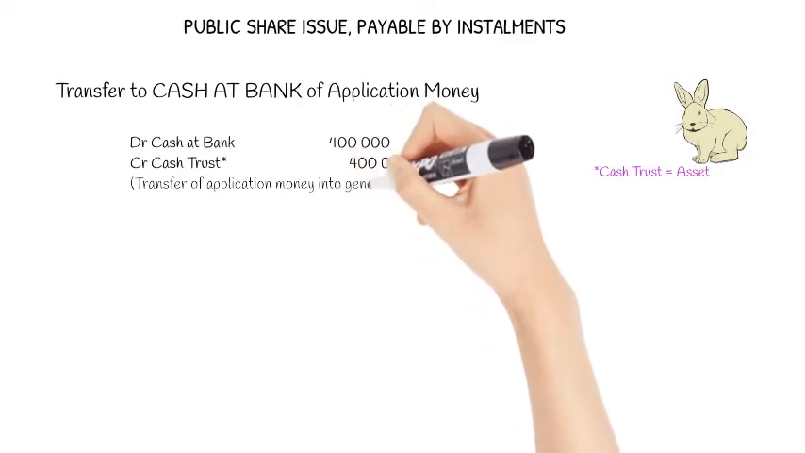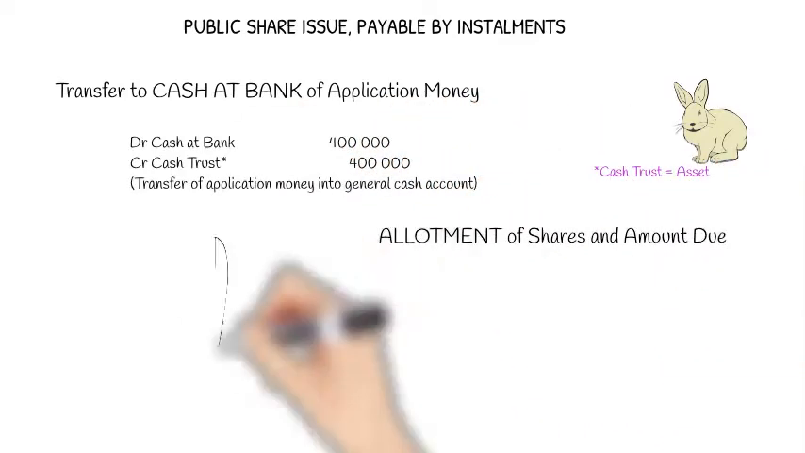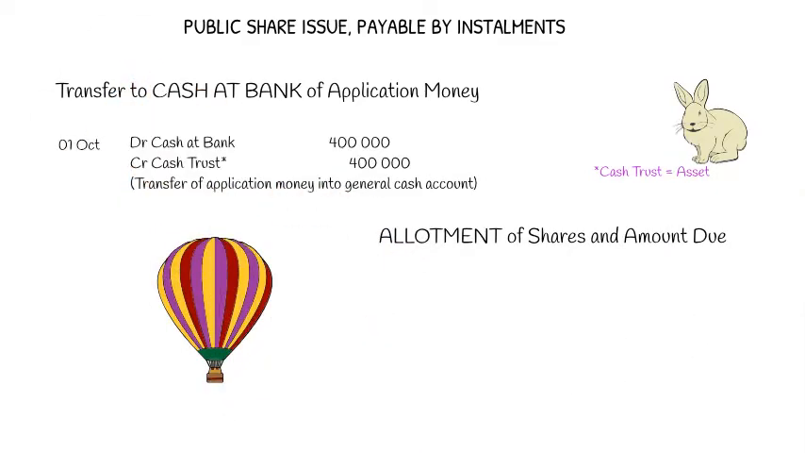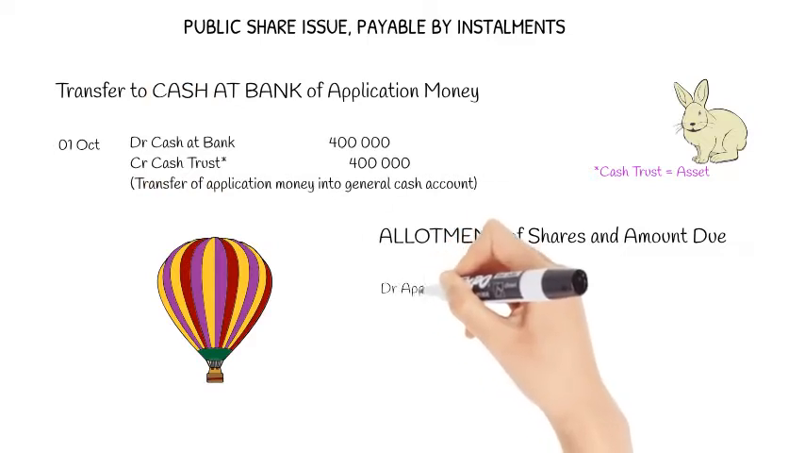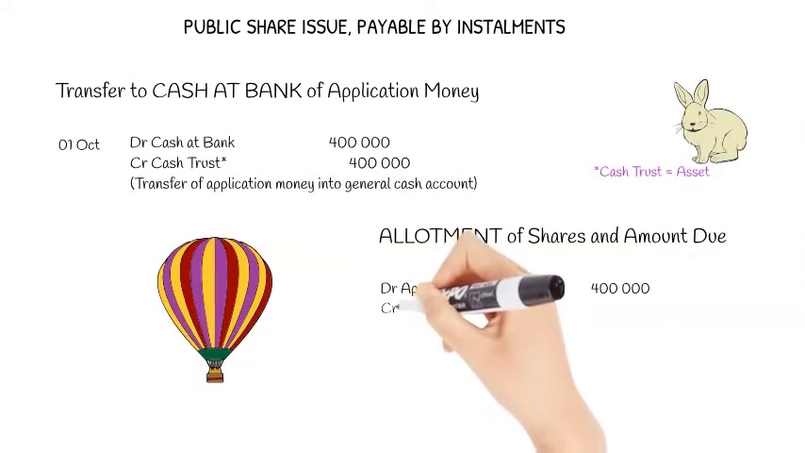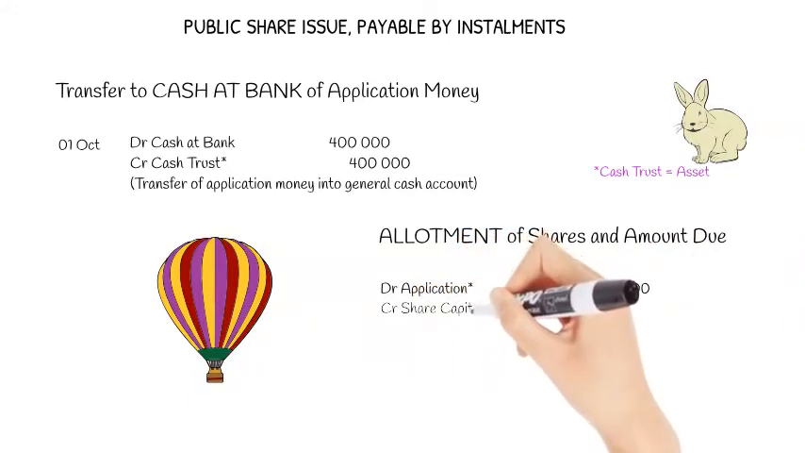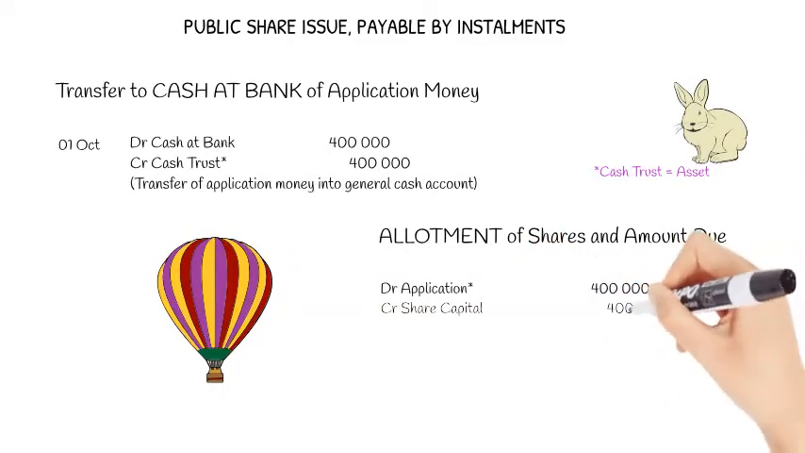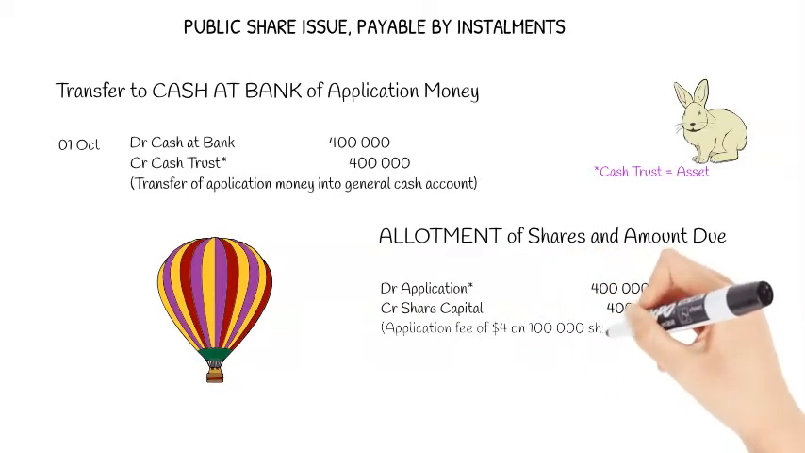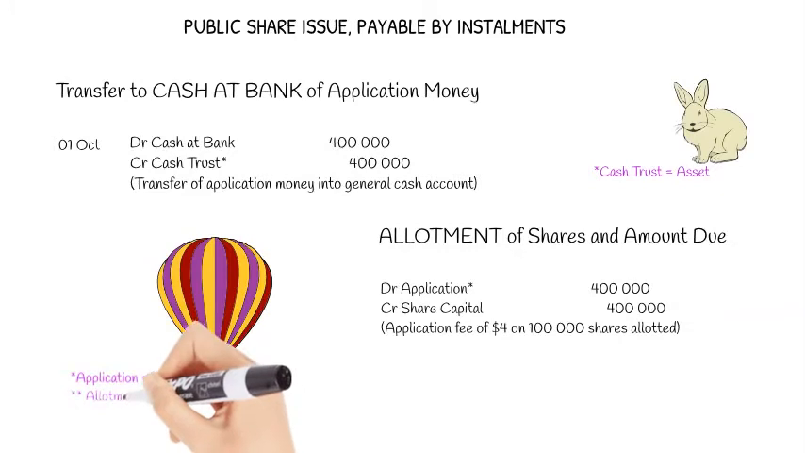So when shares are allotted and money is due, we will need to create an entry to show a reduction in our application account. Remember, application is a liability account. So once we have issued shares to the shareholders, we can then recognize the share capital. To do so, we need to show a reduction in liability because we have already issued shares. So to show a reduction in liability, we debit application account, which is the liability account, and we credit share capital to recognize the capital.